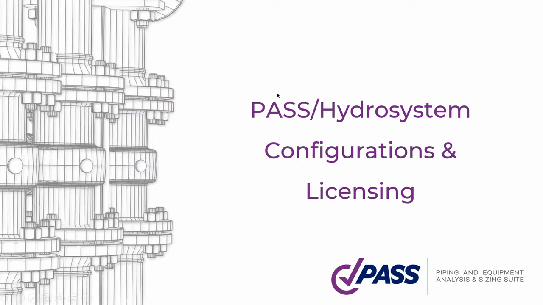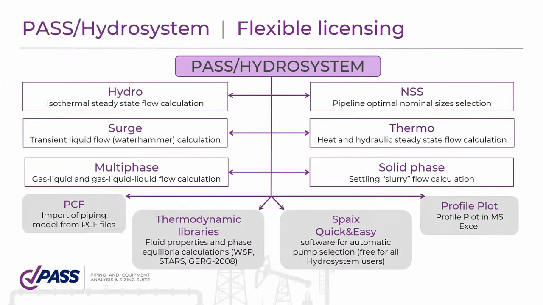Let's continue and say a couple of words about configuration and licensing. Here in HYDROSYSTEM, we have a very flexible licensing policy. We have different modules, and each of these modules is intended to perform one type of calculation, one type of analysis. For example, the hydro model allows you to perform isothermal analysis.